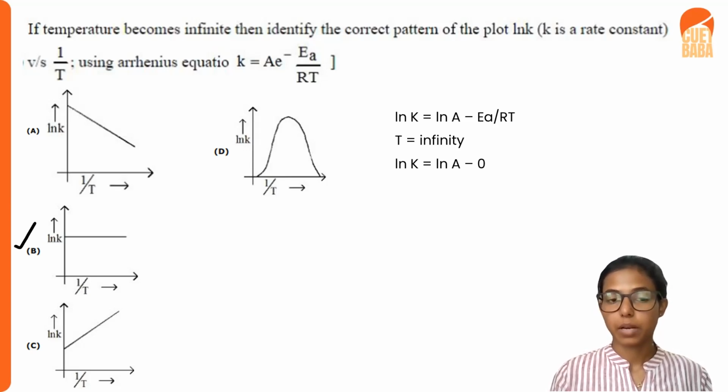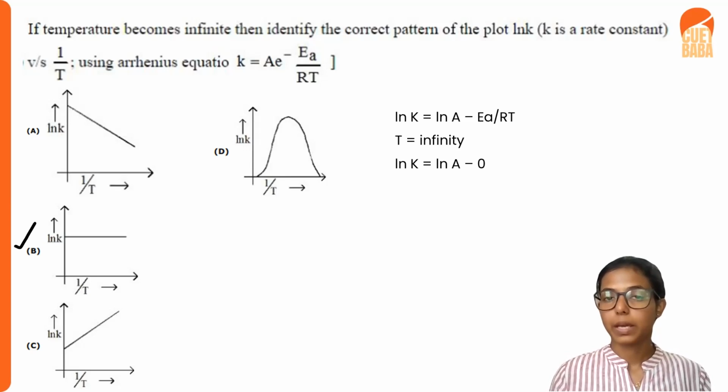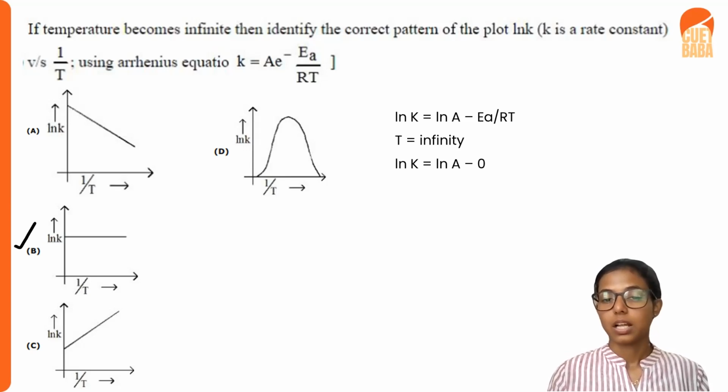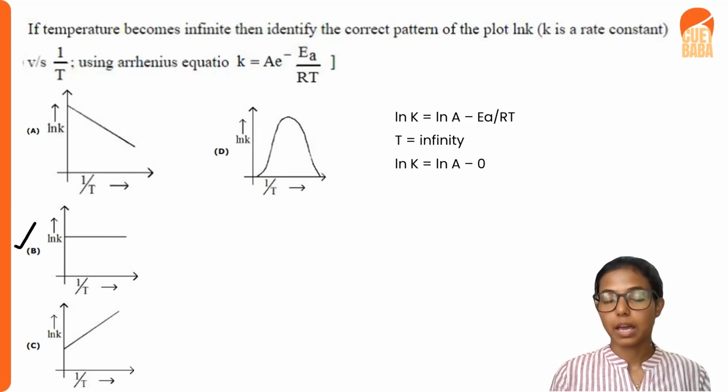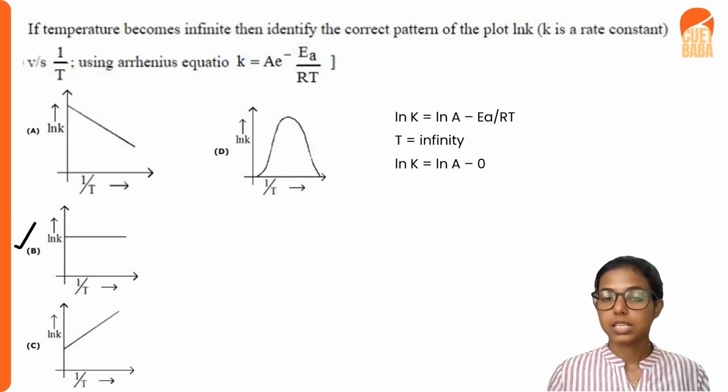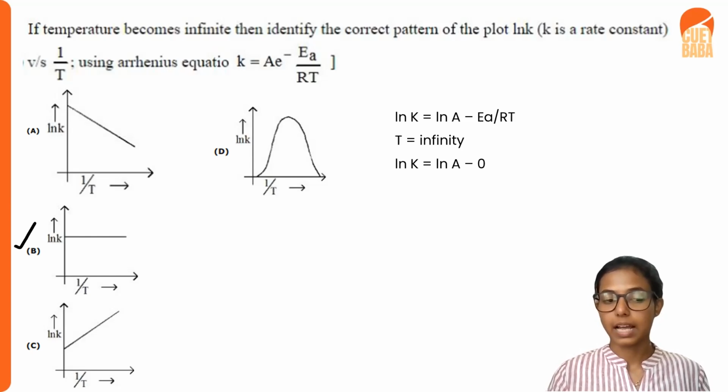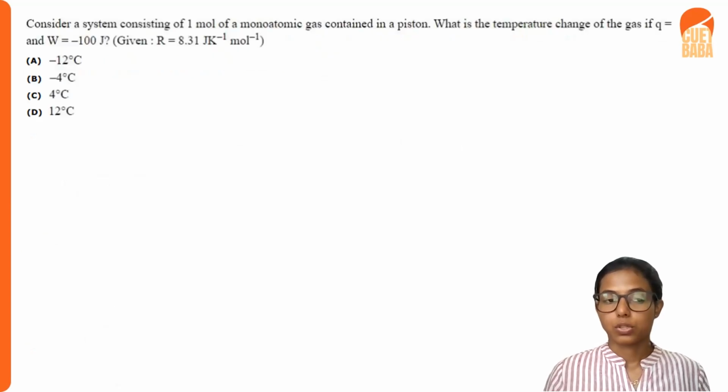Here we are saying that the temperature tends to infinity. When temperature tends to infinity, the second term Ea by RT will tend to 0 and ln k will be equal to some constant, that is ln k is equal to ln A. So we will get this graph, that is ln k versus 1 by T will be a constant graph. A line horizontal to the x-axis will be present, because it is equal to one constant without any slope. So option B, that is a line that is horizontal to the x-axis, will be the correct answer for this question.